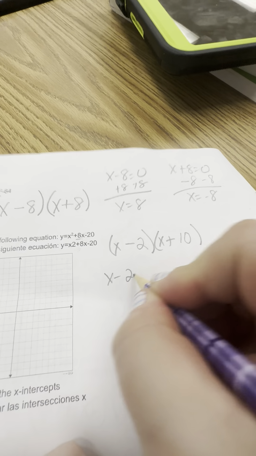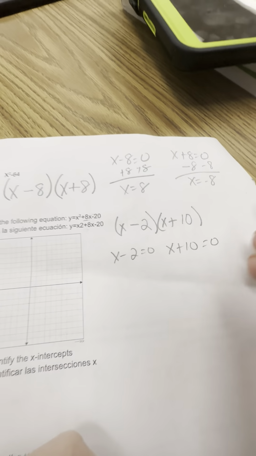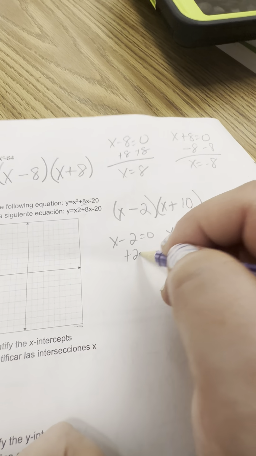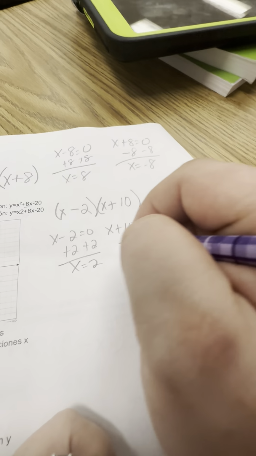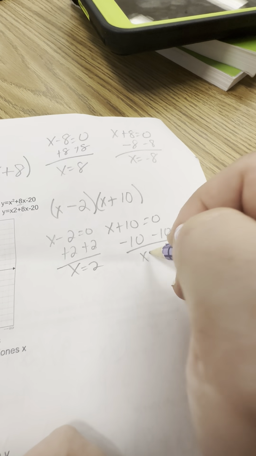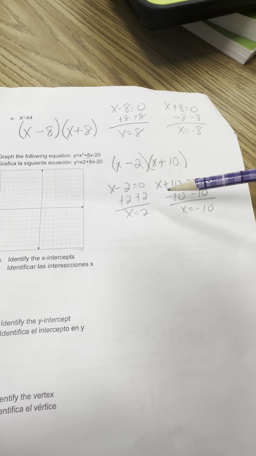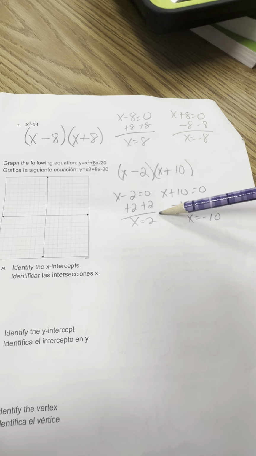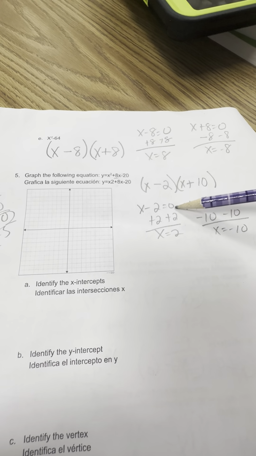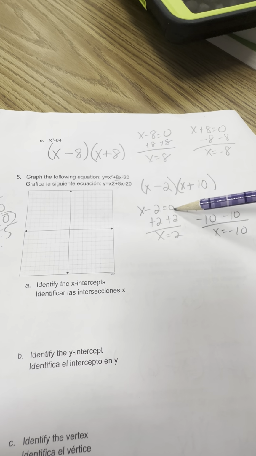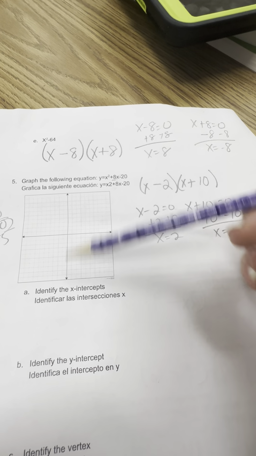So I'm going to take both of these out of the parentheses and have them equal to 0. I'm going to add 2 here. I'm going to subtract 10 here. The reason I'm doing this, setting these equal to 0, is because this tells me where the x-intercepts are. By having them equal to 0, or the y as a 0, it's telling me that I'm only moving left and right on my graph. I'm not moving up and down.